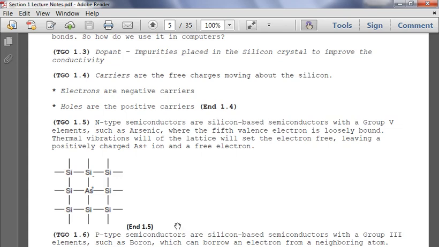Thermal vibrations in the lattice will set the electron free, leaving a positively charged arsenic ion and a free electron. So now you've got a charge carrier. You have an electron floating around the circuit. And as you apply voltage, it wants to go towards the positive, right? That's how you create current.